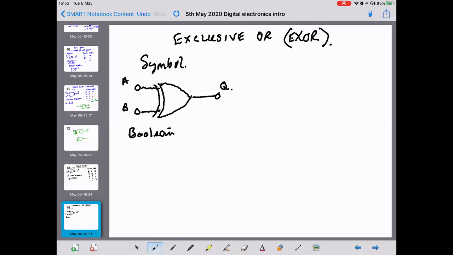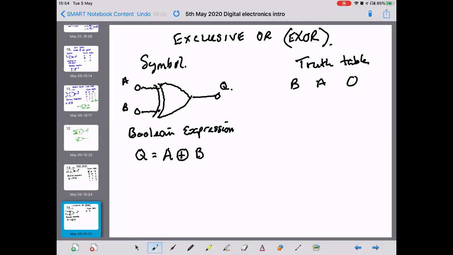Boolean expression is Q is equal to A, and then we have a plus symbol in a circle for exclusive OR. Truth table. B, A, and Q.